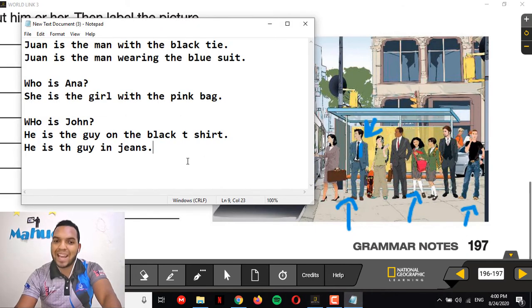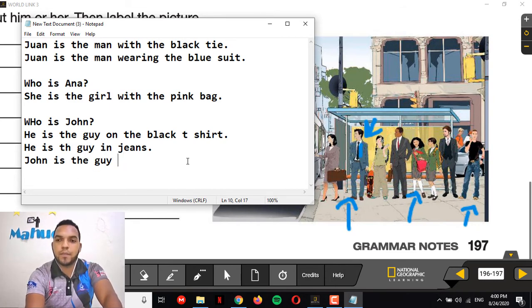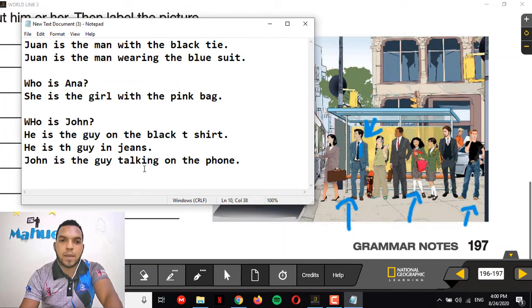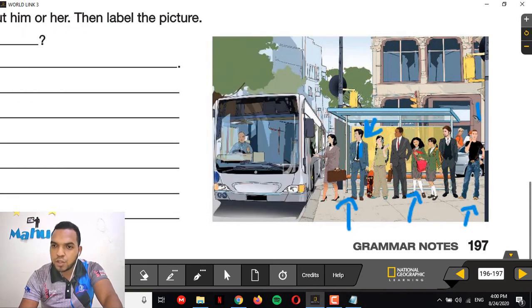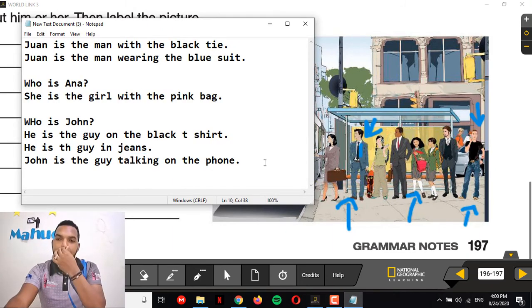Or I can take an action and say, John is the guy talking on the phone. So I can use the participle, like "talking." The only person who's talking on the phone here is, ta-da, John. And actually, that is it. The only thing is that it helps you to identify people and also objects.